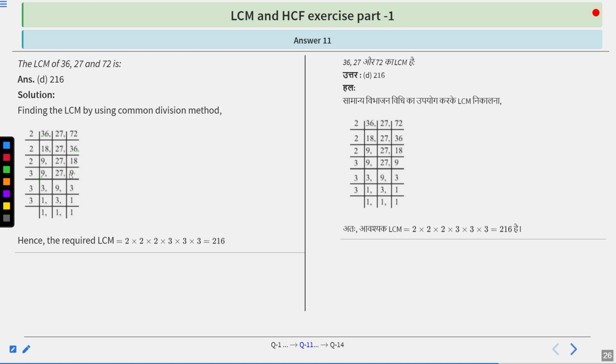Now in 9, 27 and 9, none of them can be divided by 2. So we will check for 3, the next bigger number. So 3 can divide 9, 27 and 9, that is 3, 9 and 3. Again from 3, 1, 3, 1. Again from 3, 1, 1, 1. We will divide until we get 1, 1, 1 in the end. For LCM, we will multiply all these things: 2 into 2 into 2 into 3 into 3 into 3. That is equal to 216. So option number D is the correct answer, 216.